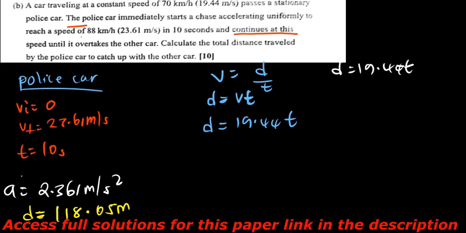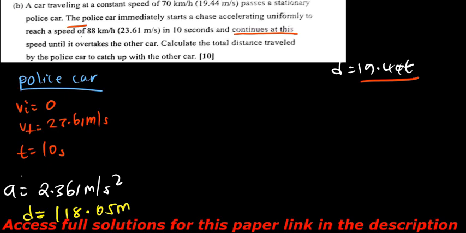After finding this, another thing that you have to take note is this. After it continues, the distance is going to be the same. This distance and the distance it traveled after it continued at a constant speed for it to overtake this car is going to be the same. So I'll use the same formula again. V is equal to d over t. Therefore, the distance after it continued, now the police car, it is v times t. So it continued with the same velocity, which is 23.61 times t, which I don't know.